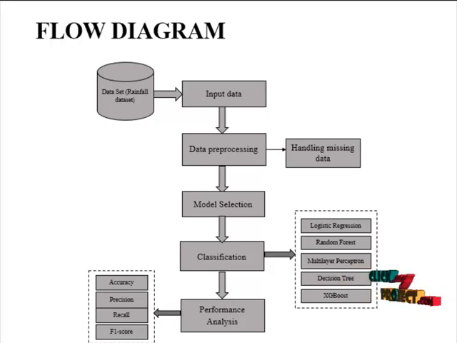Then it moves into the classification method. In classification we are using five different machine learning algorithms: logistic regression, random forest algorithm, multi-layer perceptron, decision tree, and XGBoost algorithm. These algorithms are used to classify the rainfall data set and predict the rainfall. And finally it generates the result in the form of metrics like accuracy, precision, recall, and F1 score.